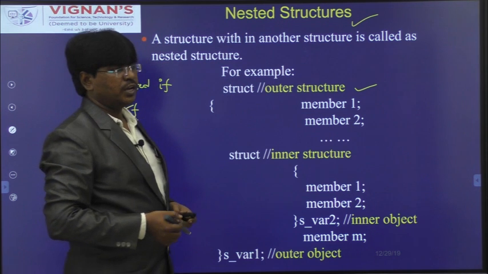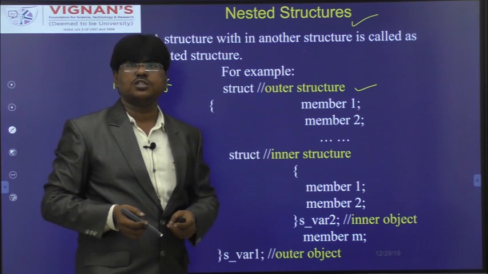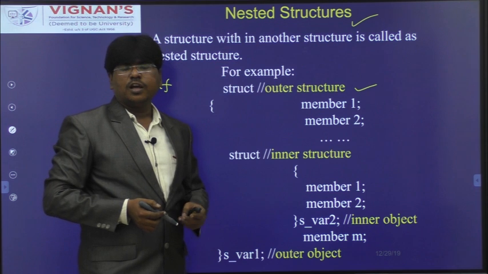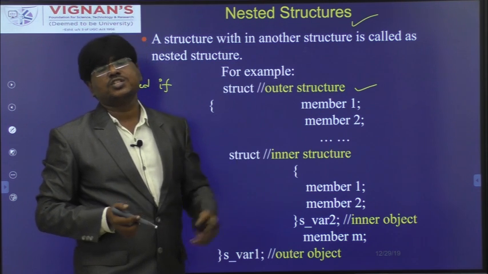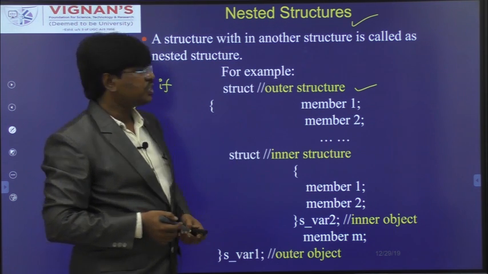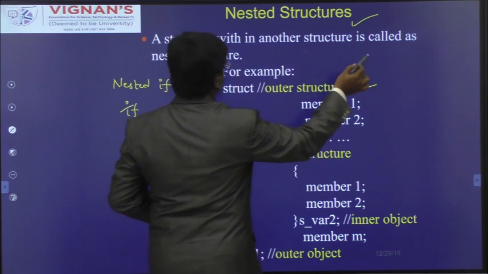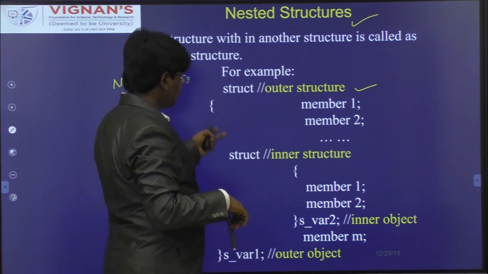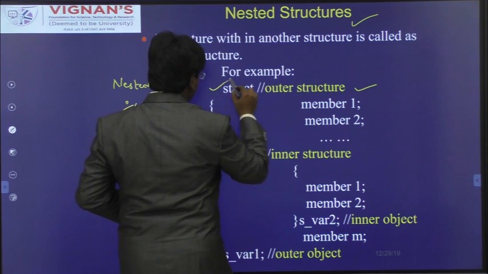How many structures can we declare, sir? You can declare n number of structures also. If you want to declare a structure within the body of another structure, that is called a nested structure. So a structure within another structure is called a nested structure. You can see the example here. The syntax is like this.